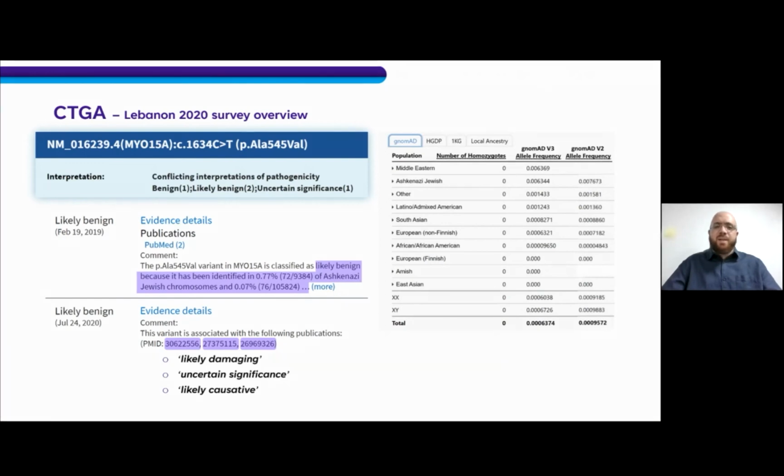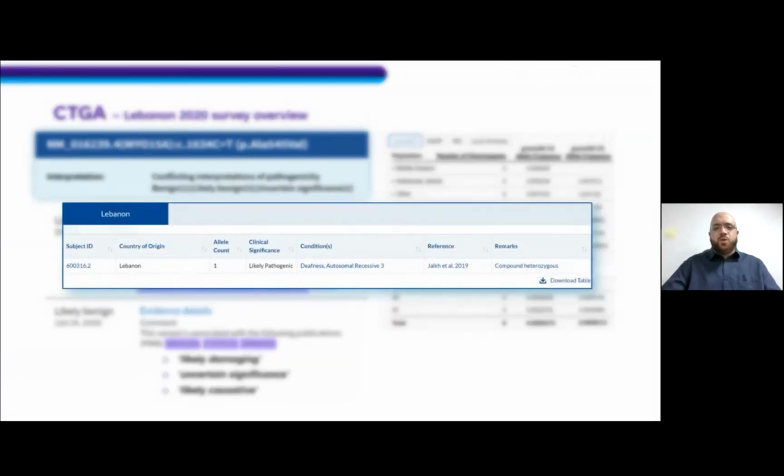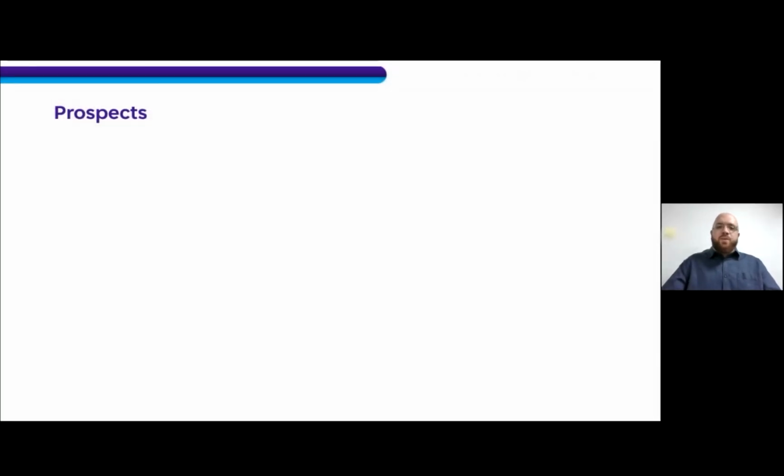But in the case of a Lebanese patient with recessive deafness, these 2 mutations in compound heterozygous state were determined to be the cause. This was from a study reanalyzing hundreds of exome diagnostic studies to improve methods, and it had other examples throughout. So I hope this gave you a good idea of what you can get from the database.